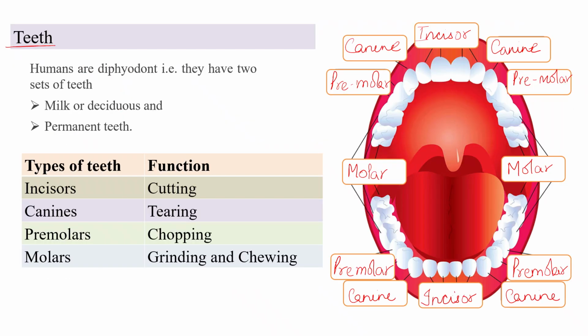Teeth. Humans are diphyodont. Di means two and don't means teeth.